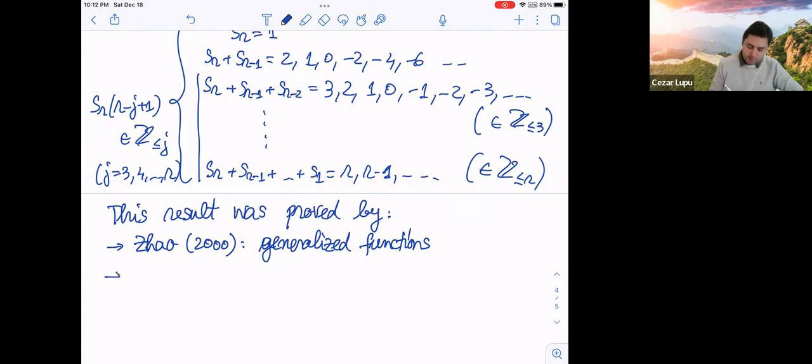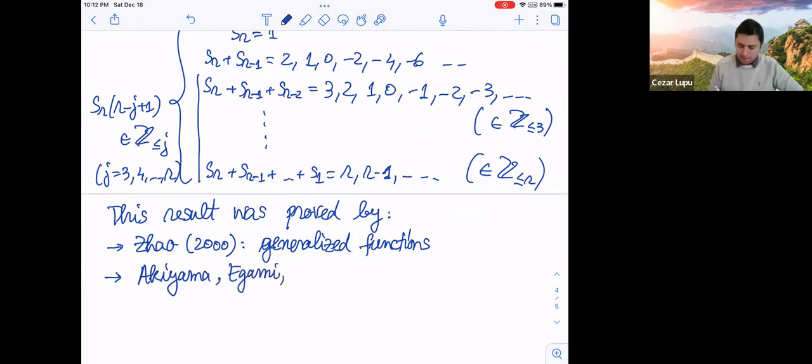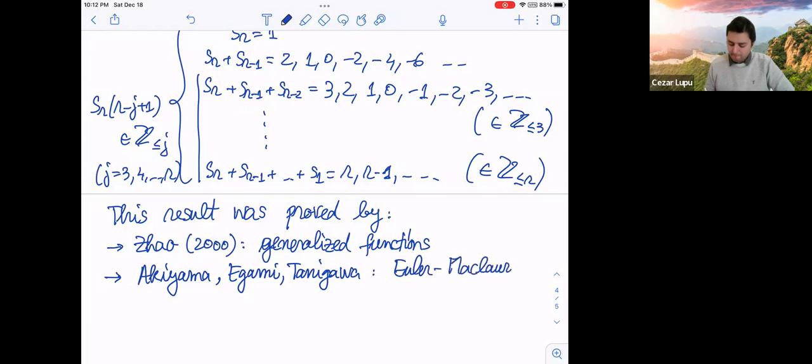Then there was another contribution. In fact, there are several people who actually proved this. I hope I remember these names correctly. So it's Akiyama, Egami, and Tanigawa, three Japanese guys. They proved it using Euler-Maclaurin summation. Actually, this is the shortest proof. Still, I think this was around 2001, I think.